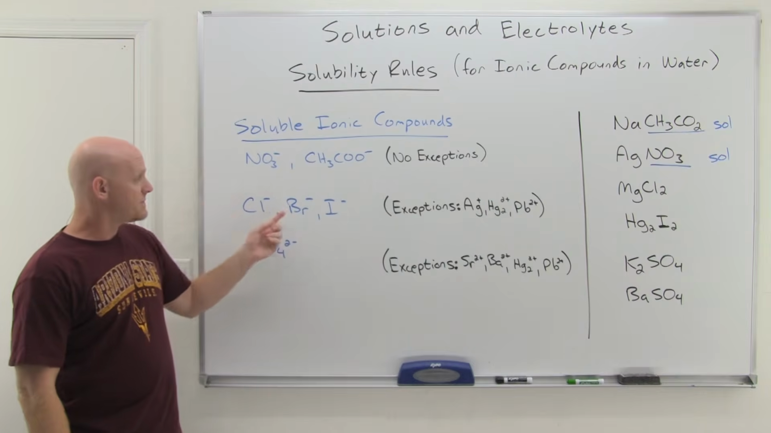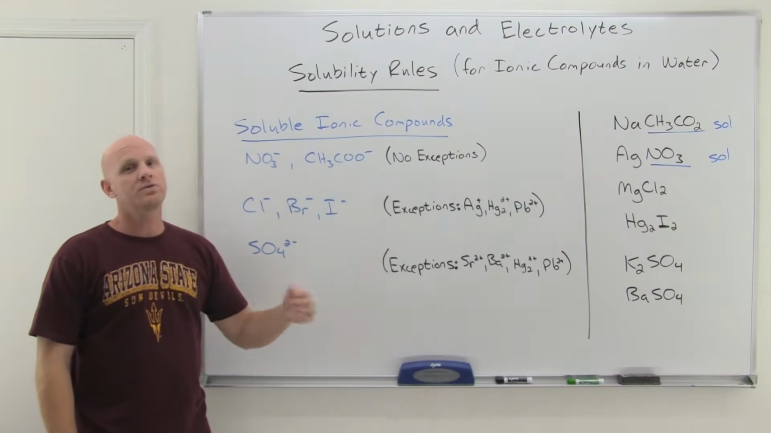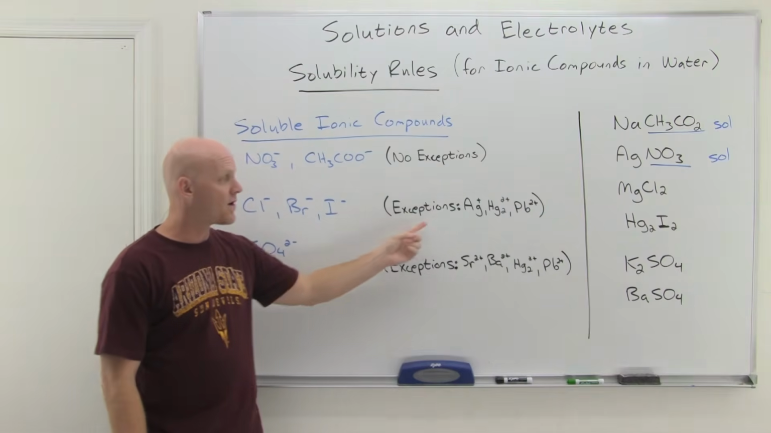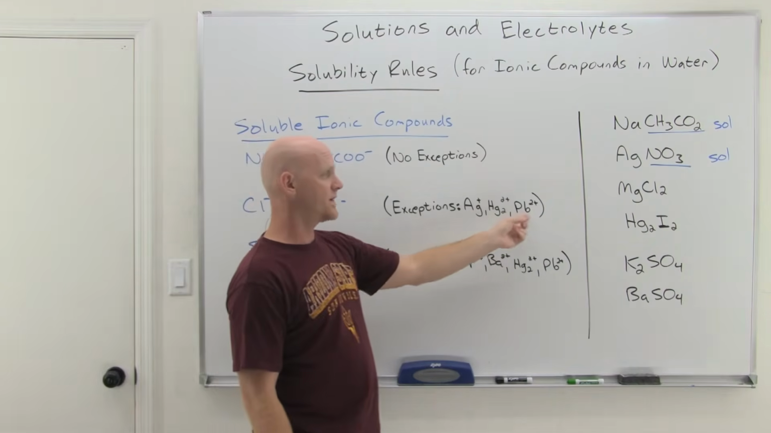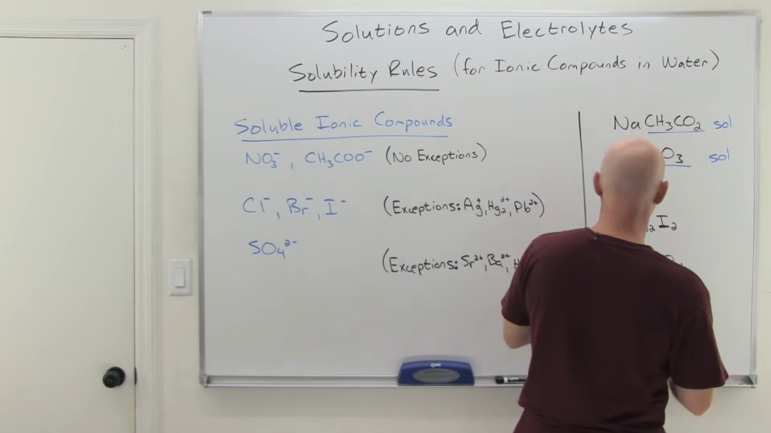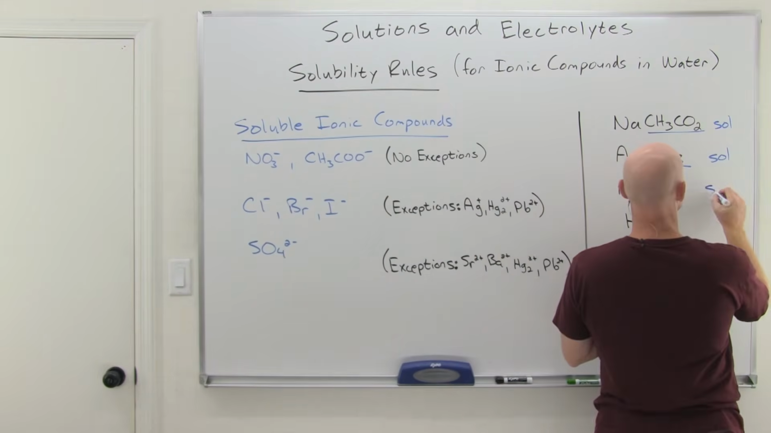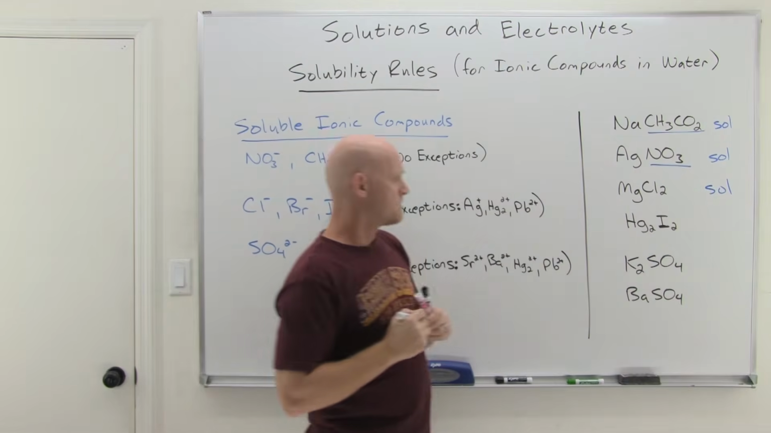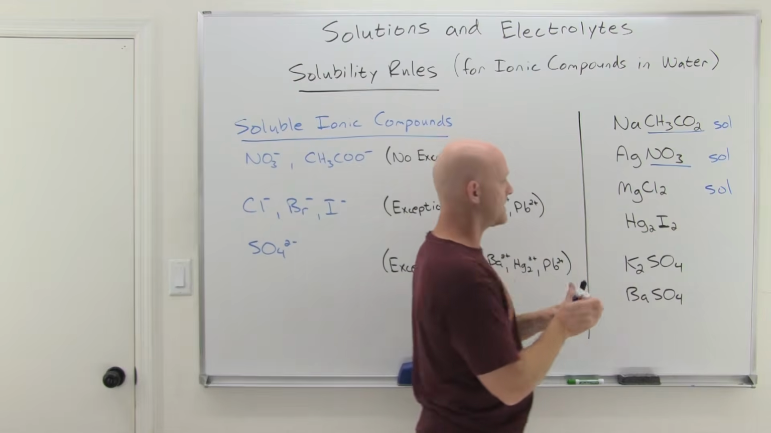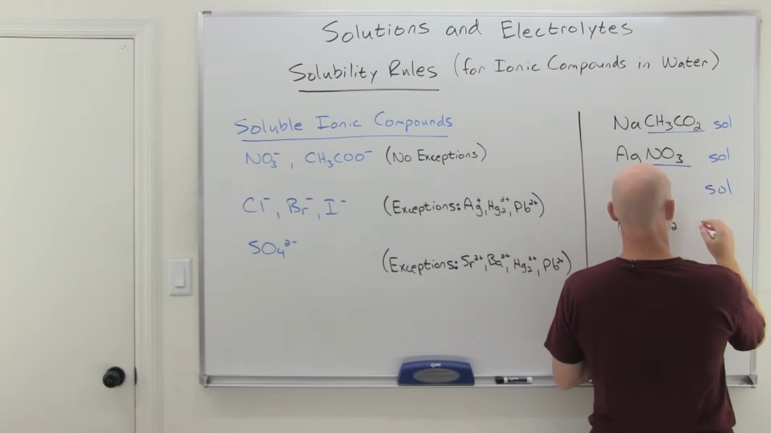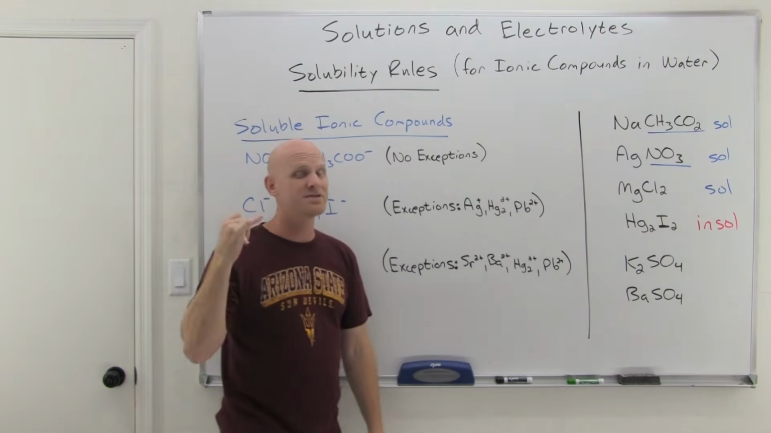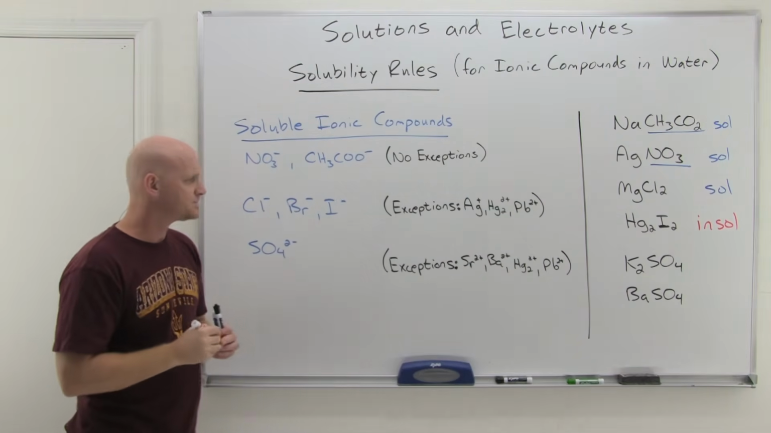Now, if you look at chloride, bromide, and iodide, on the other hand, most of the ionic compounds that have one of these are soluble, but there are exceptions: silver, mercury(I), and lead. In this case, I see magnesium chloride, and magnesium is not on the exceptions list, so this is indeed soluble. But the next one has mercury(I) in it. It's mercury(I) iodide, and so it's going to be insoluble. Usually if you're an iodide salt, you're probably going to be soluble, but not for silver, mercury, or lead.